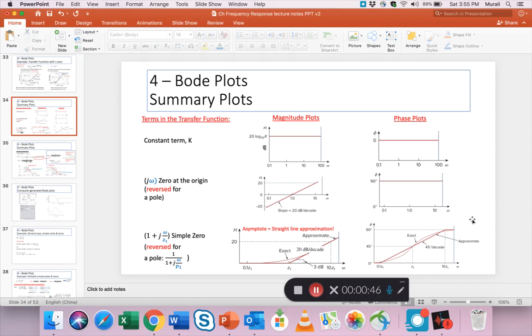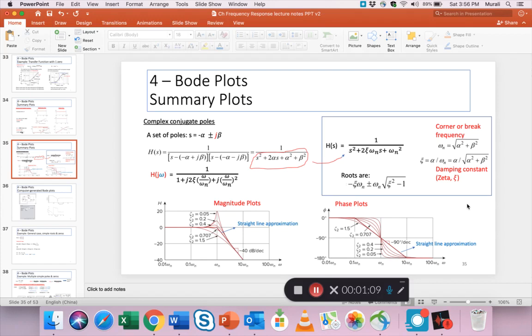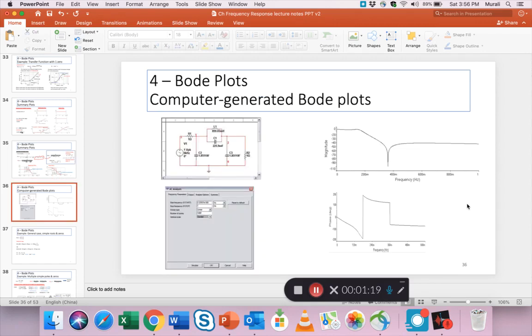So for the constant term, for a zero at the origin or a pole at the origin, for a simple zero such as 1 plus j omega by z1, or a simple pole, this is what it looks like at the bottom of the screen. So we've seen these shapes, and then I also talked briefly about complex conjugate poles, which tend to be always slightly more complicated.